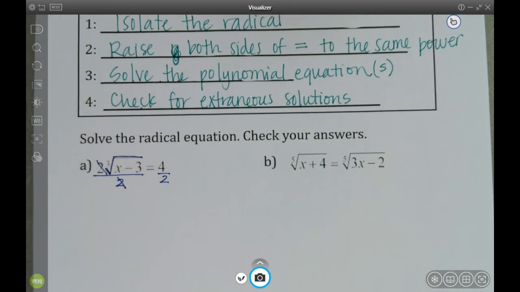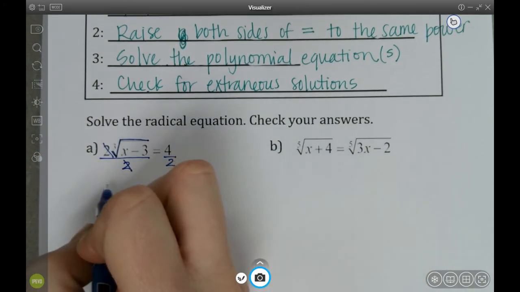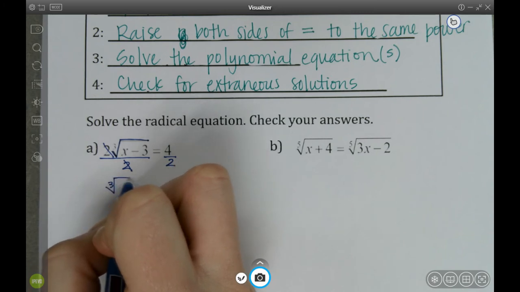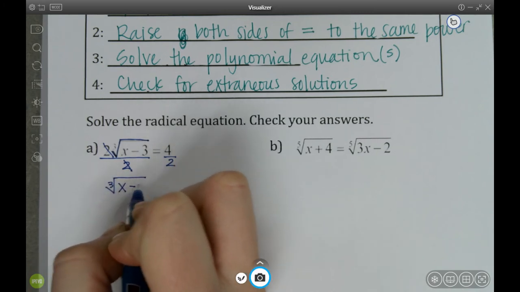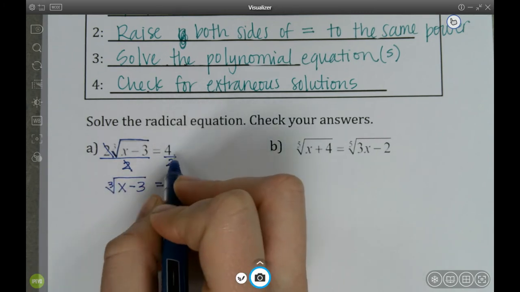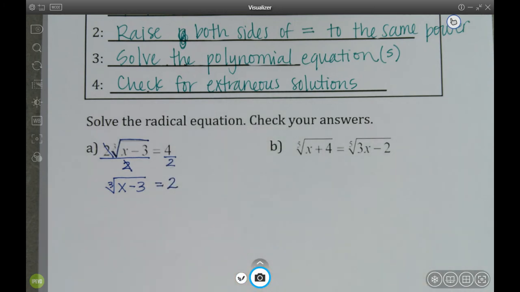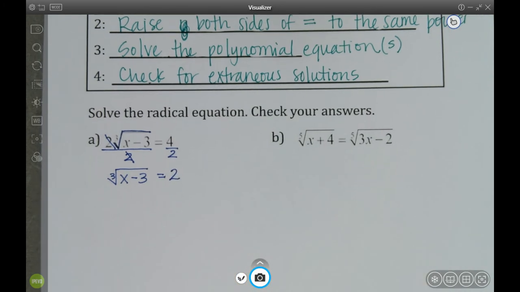When you divide by 2, you divide both sides by 2, yes. So I have the cubed root of x minus 3 equals 4 divided by 2 is 2. Oh, I like these.